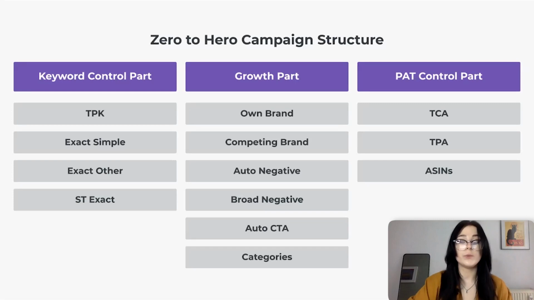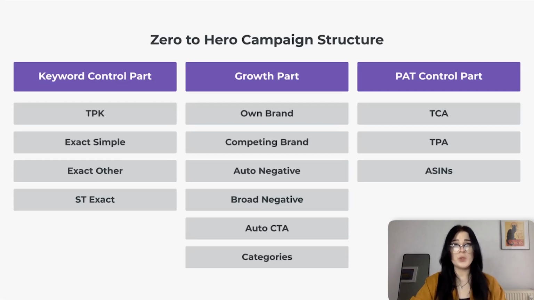Let me provide you with a little bit more explanation on this. So we have three main parts to the structure: the keyword control part, the growth part, and the pod control part. Well, there is also a negative part to it, which implements search term isolation and ensures there are no duplicates in the keywords. But since it's kind of like a sub-campaign, we will not add it here as a separate column.